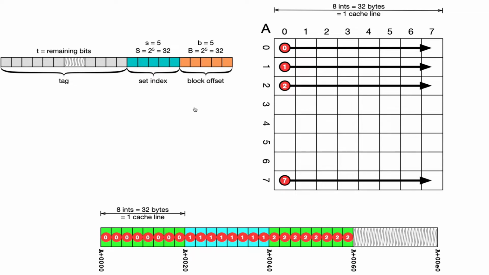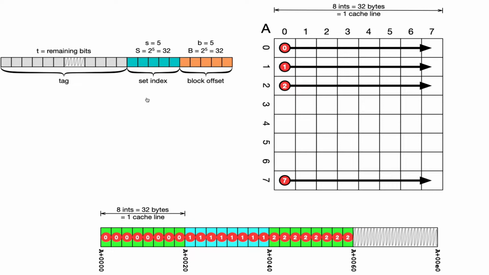We're told that there are little b equals 5 bits in the block offset portion of the address. So that gives us a block of 32 bytes, because 2 to the 5th is 32. We're also told that the value for little s, the number of set index bits, is also 5. So that tells us that we have 32 sets in our cache.